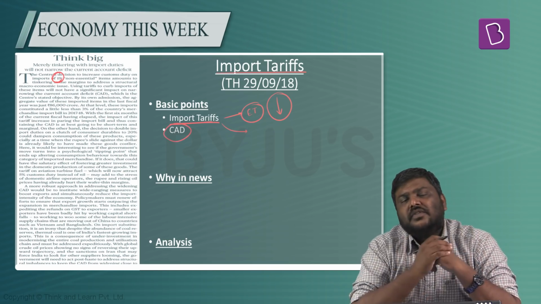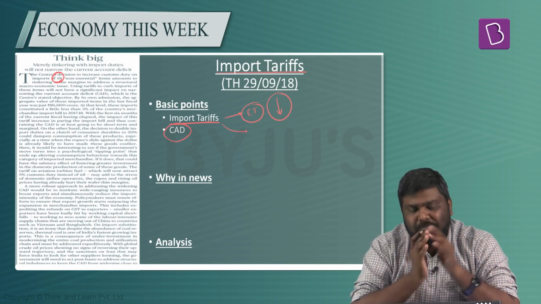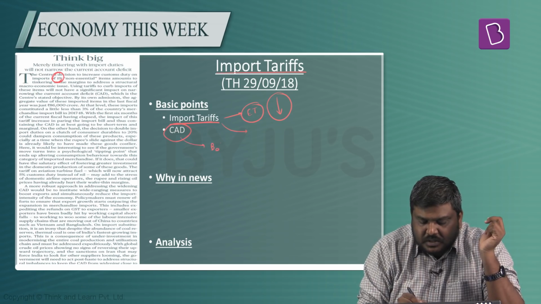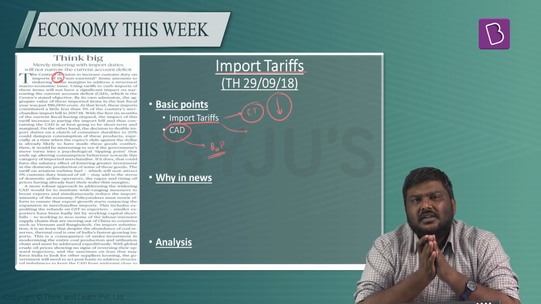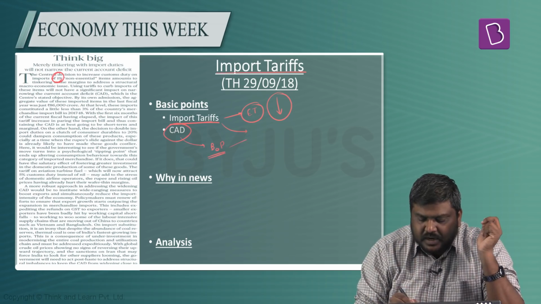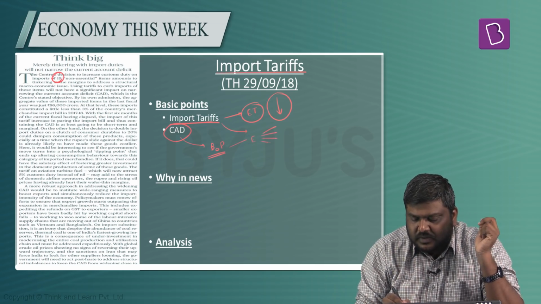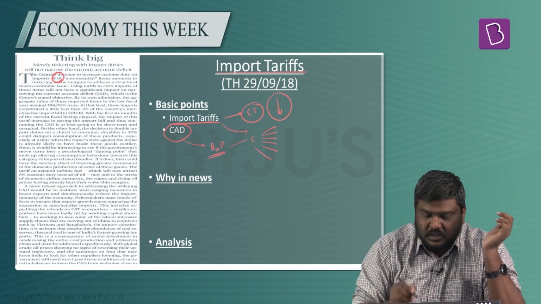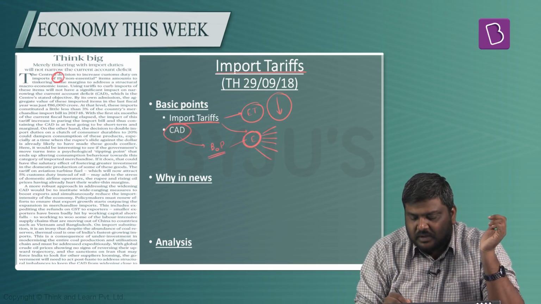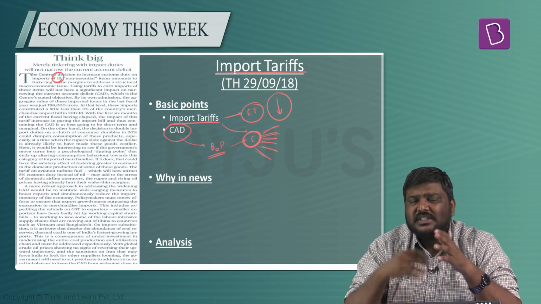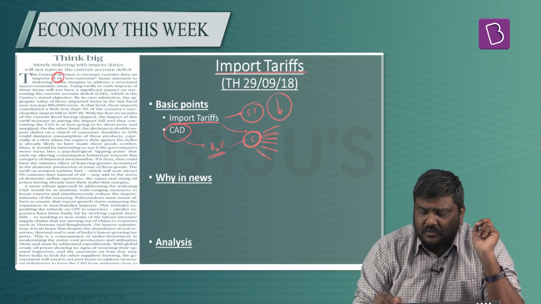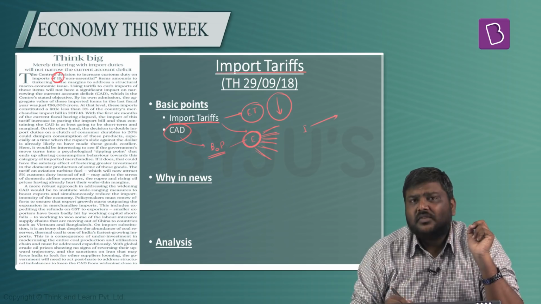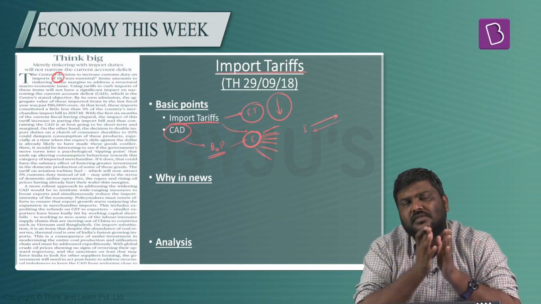Concept of current account deficit. Current account deficit is a part of the balance of payments, which is nothing but the transactions conducted by one economy with the rest of the world. I'll repeat it. Balance of payments is a record of the transactions conducted by one country with the rest of the world, which basically tells you at the end of the day whether India should pay to the rest of the world or should India receive from the rest of the world.